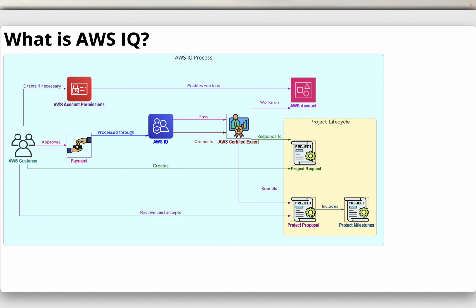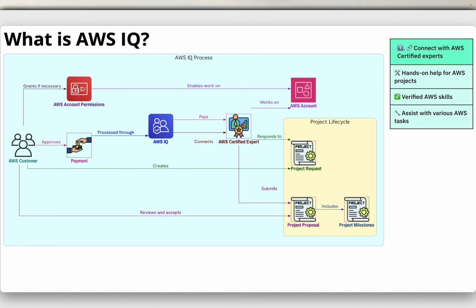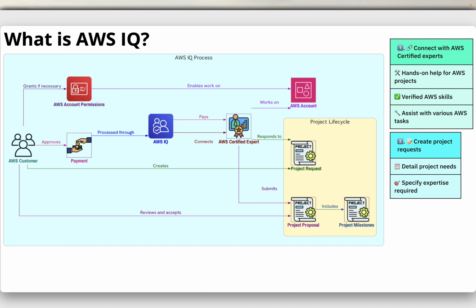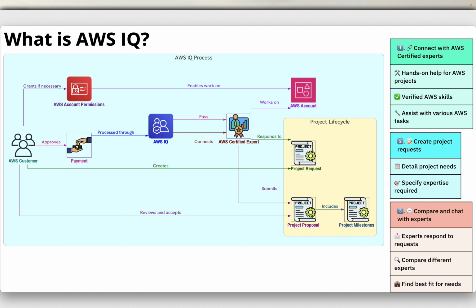So what is AWS IQ? AWS IQ is a service that links you with AWS certified experts who can provide hands-on help for your AWS projects. These experts have verified AWS skills and can assist you with various AWS related tasks. To start using AWS IQ, you create a project request detailing your needs. This request outlines the specifics of your AWS project and the type of expertise you are seeking. After submitting your request, experts will respond. You have the opportunity to compare different experts and chat with them about your project before making any payment commitments. This allows you to find the best fit for your needs.